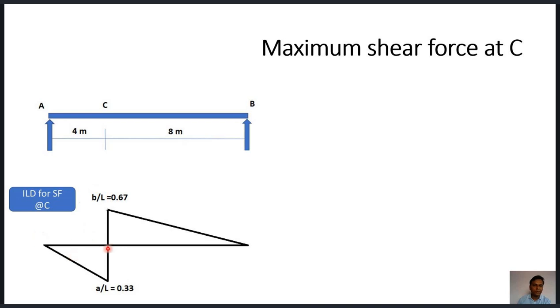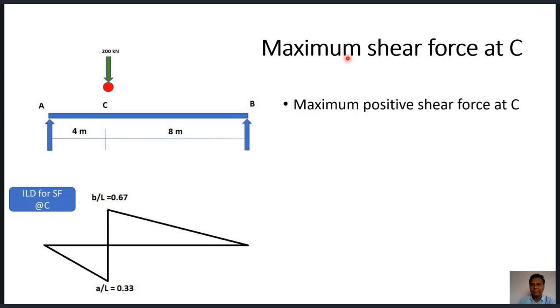So this is the influence line diagram for shear force at C, which varies from 0 to minus a by L and then from plus b by L to 0. Here minus a by L is nothing but 0.33, by taking 4 upon total 12, you will be getting this 0.33, and here b upon L you will be getting as 0.67. So in this way we get the maximum ordinates for the influence line diagram for shear forces. Now to get the maximum shear force, we will again divide this case into two parts.